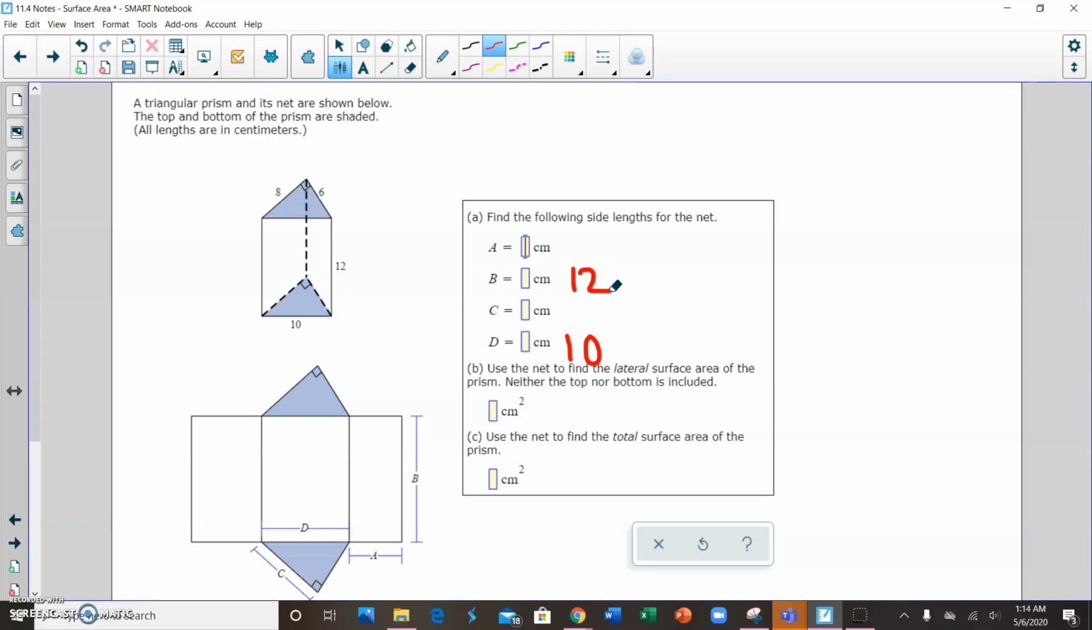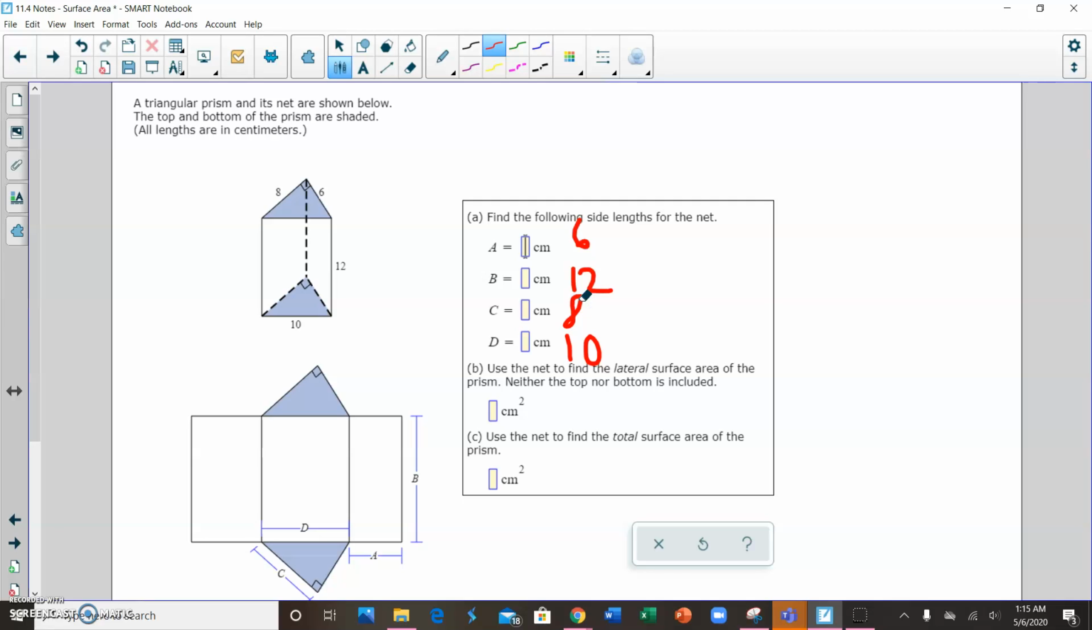And the A, if you look right here, this A goes with this right here. So those two line up. So if this is 6, that has to be 6. This is the longer side of the triangle, so that is 8. All right, so A is 6 and C is 8.